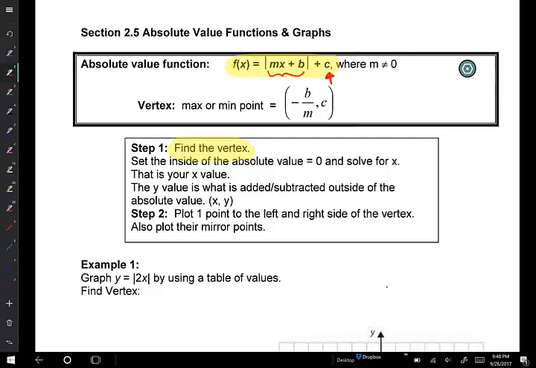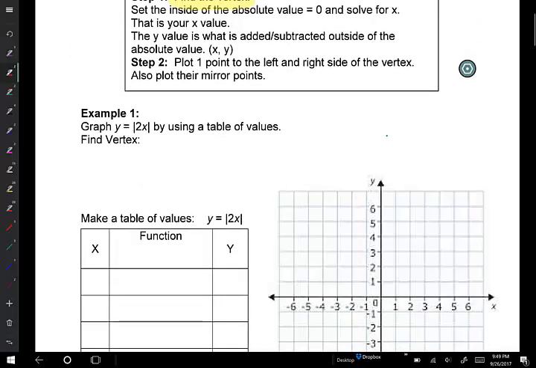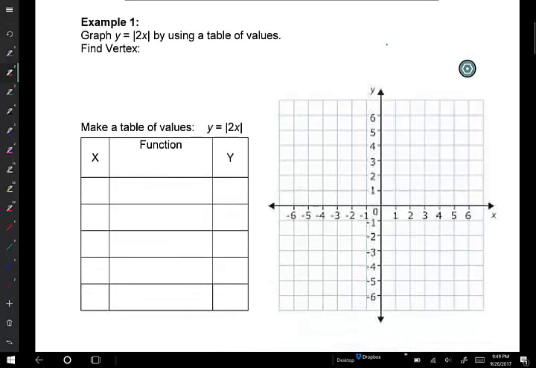And then once we've found that vertex, we're going to plot a point to the left and plot a point to the right side of the vertex, and then also plot their mirror points. So let me show you what this is going to look like with a very simple starting point of y equals the absolute value of 2x.